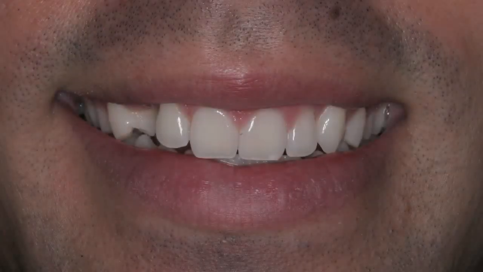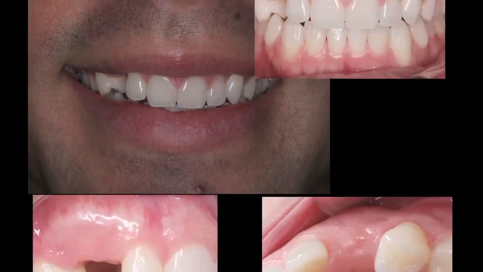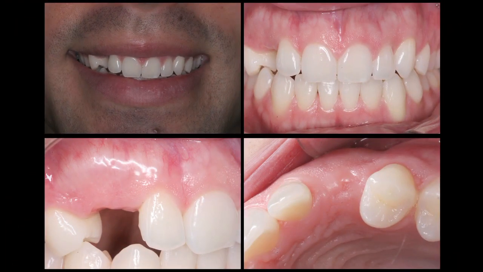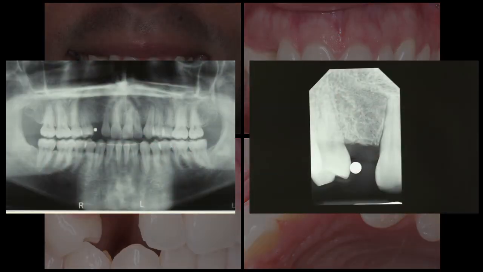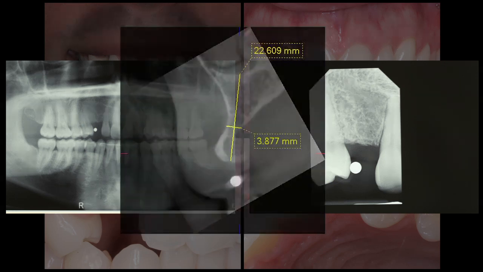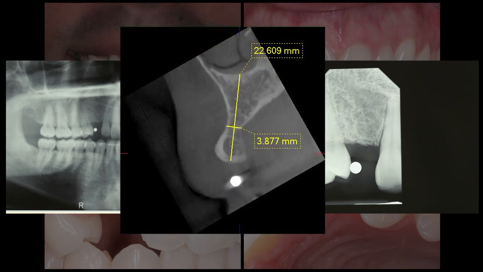Our patient has a clinical condition, smile line, and periodontal condition, which is healthy and within normal range. The radiographic diagnostics are all within normal range, except that there is a narrow amount of bone in the apical part of the implant site.